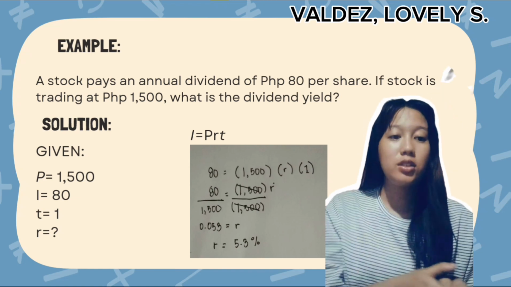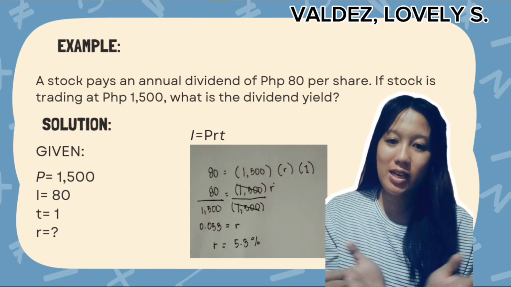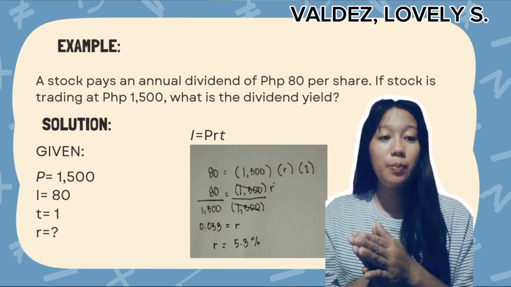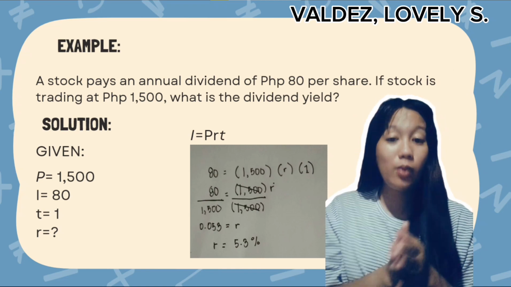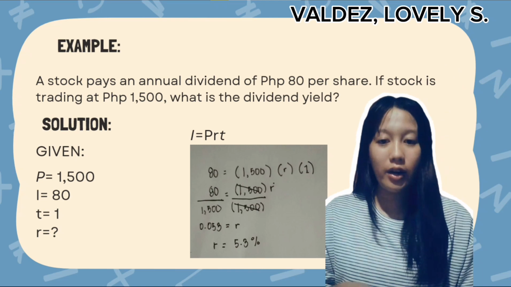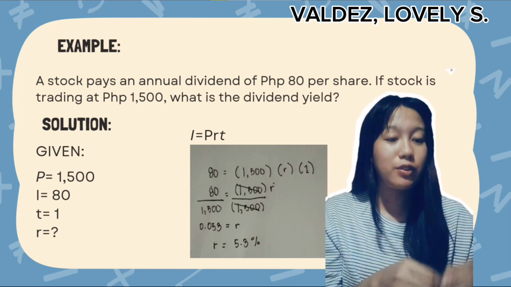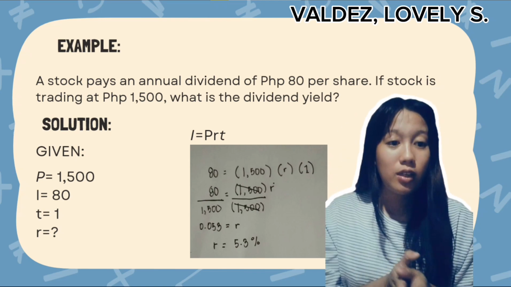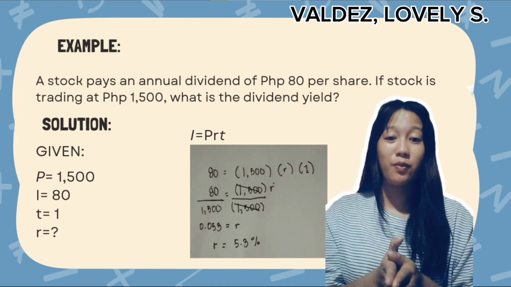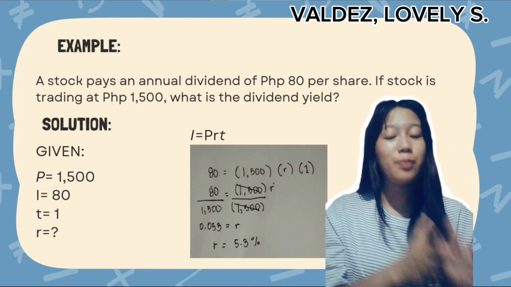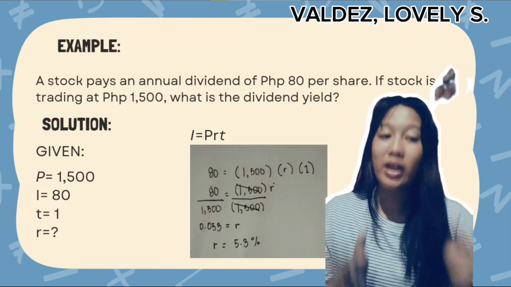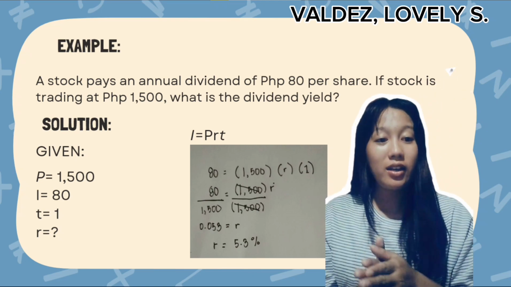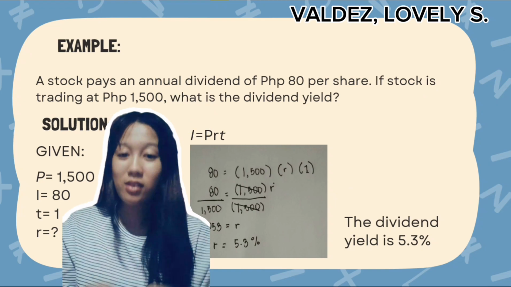So, this is my solution. 80 equals 1,500 times R times 1. First, let's multiply 1,500 times 1, which equals 1,500. To find the R, let's divide. 80 divided by 1,500 is equal to 0.053. So the R here is 0.053. But they ask for the percentage. To find the percentage, we multiply it by 100. So 0.053 times 100 is equal to 5.3%. So the R is 5.3%, and the dividend yield is equal to 5.3%.